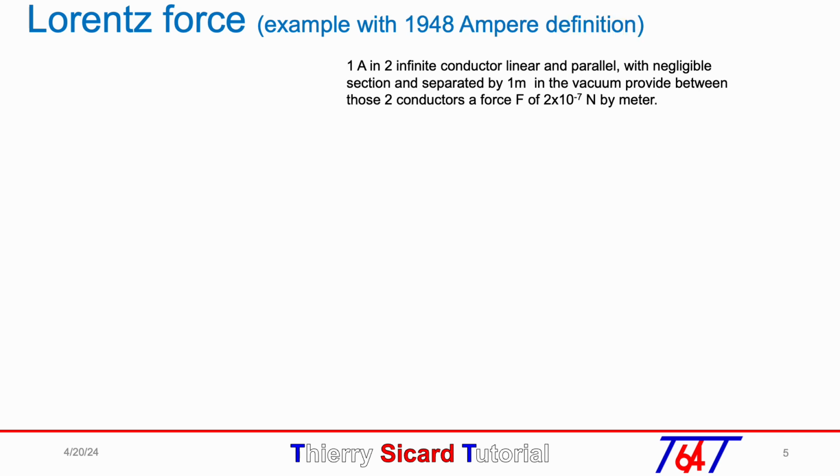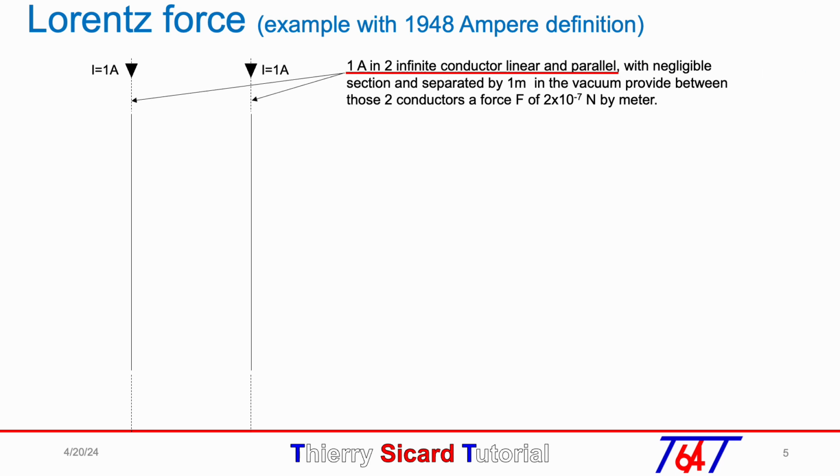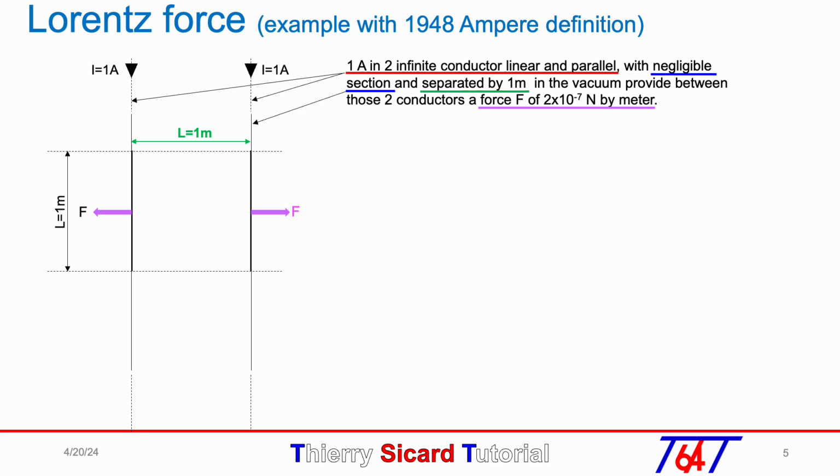The Lorentz force is also used for the ampere definition in 1948. The definition of the ampere is: 1 amp in two infinite conductors, linear and parallel, with negligible section and distant of 1 meter in the vacuum, provides between those both conductors a force of 0.2 micronewton per meter. Each 1 amp current provides on the other wire a magnetic field H.